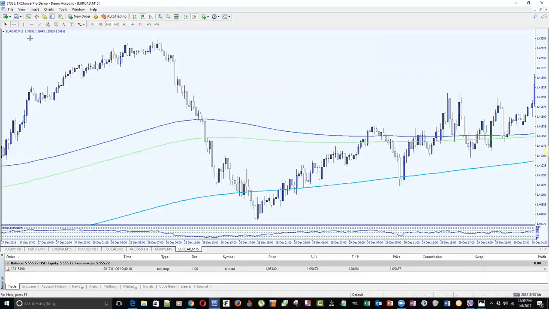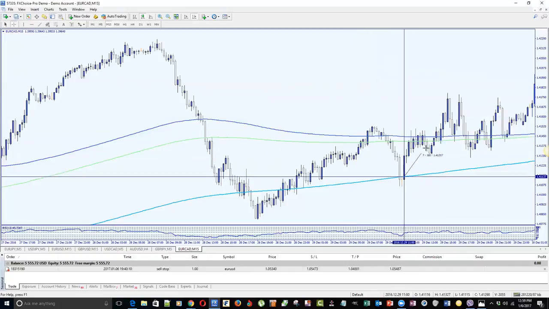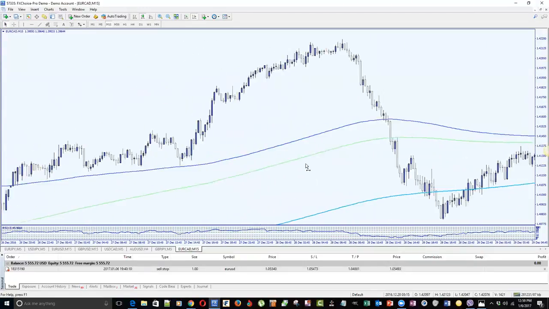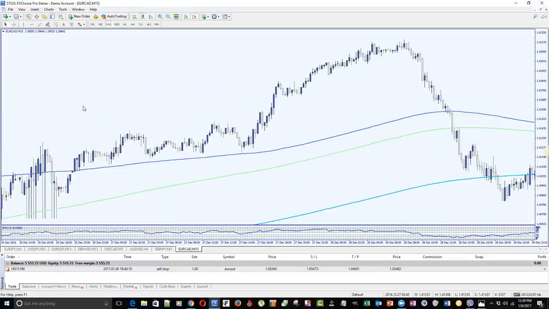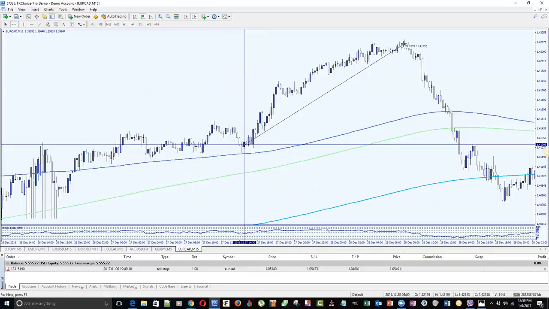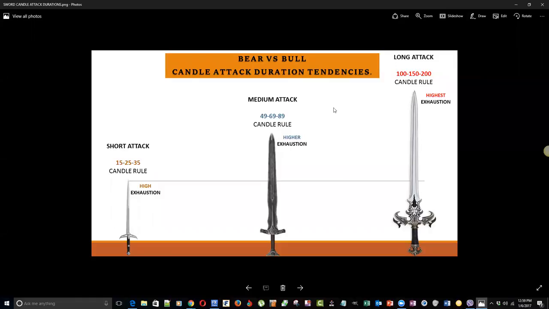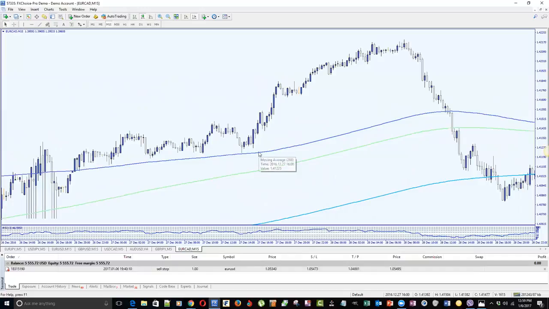And then after that short attack, exhaustion occurred again, right? And look what happened. Another short attack. But then we fell into a channel, right? So always use your price action and read the candlestick. So from here to here, it committed to 70 candles, and that falls under, of course, the medium attack, right? And then what happened? A big drop.